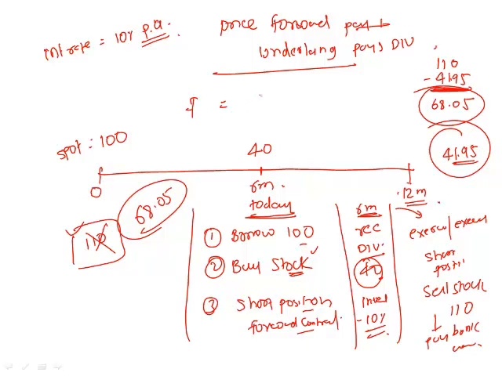Forward contract is equal to spot into (1 plus RFR) raised to N, minus that cash flow, which is the dividend, into (1 plus RFR) raised to N minus, let's say the date of dividend, let's call this D. So N minus D, which means we took the future value of this 40 dividend for 6 months and the 100's future value for 1 year.